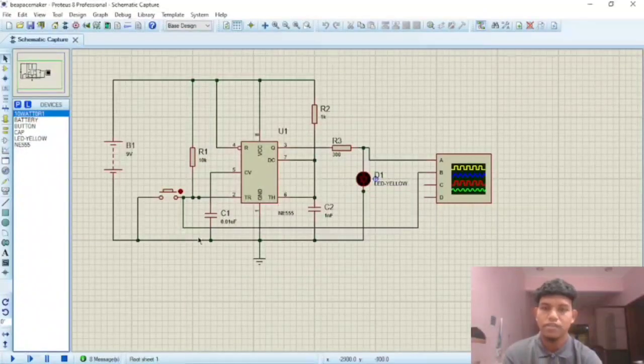For the input pulse, we are using a push button, and it will be captured by pin 2 of the IC, which is the trigger pin, and the output at pin 3 will be captured by the oscilloscope. We also use an LED to indicate the output whenever the push button gives an input. So the LED will blink, meaning the output is generated at pin 3. Now I will run it.